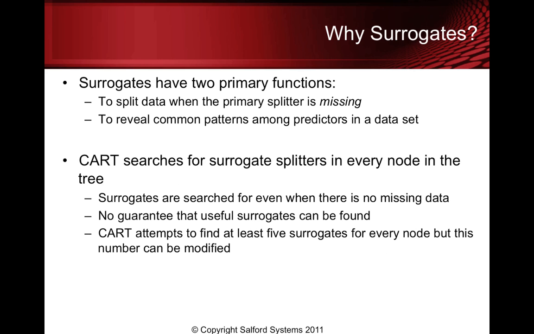Why do we want surrogates? Surrogates have two primary functions. First, to split the data when the primary splitter is missing. Now, the primary splitter may never have been missing in the training data. However, when it comes time to make predictions on future data, we have no idea whether that particular splitter will always be available. When it is missing, then the surrogates will be able to take over and take on the work that the primary splitter accomplished during the initial building of the tree. In addition, surrogates reveal common patterns among predictors in a data set. We'll say a bit more about that in the next few minutes.